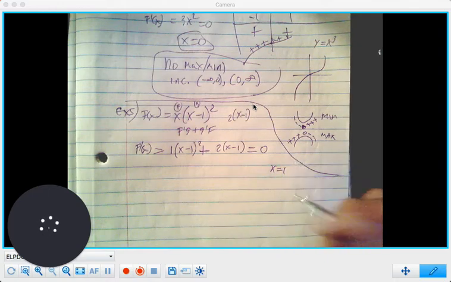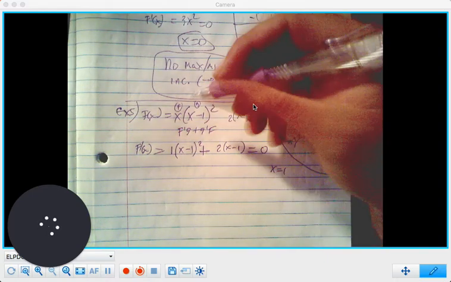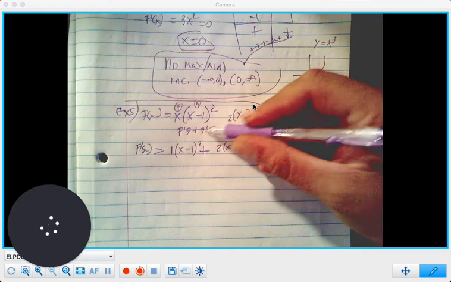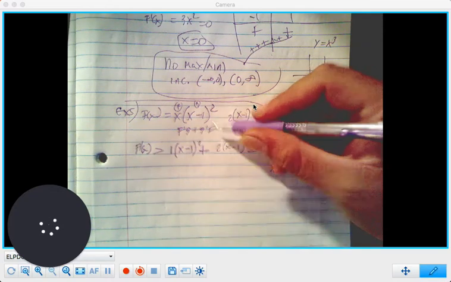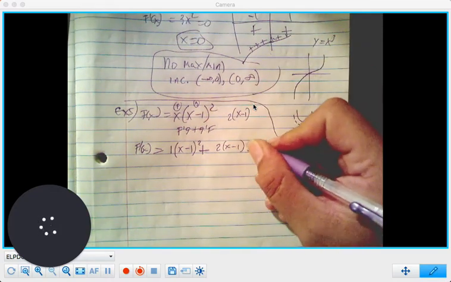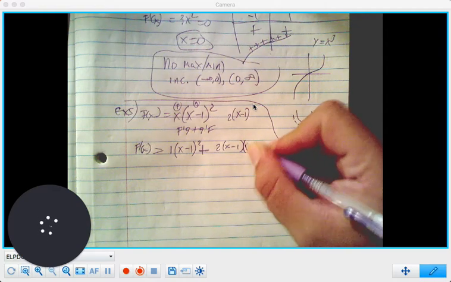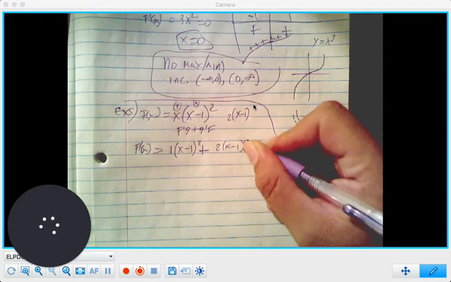Did I miss something? I did miss something. Here, I got the derivative of g, but I didn't copy f. So f goes right here, which is x.